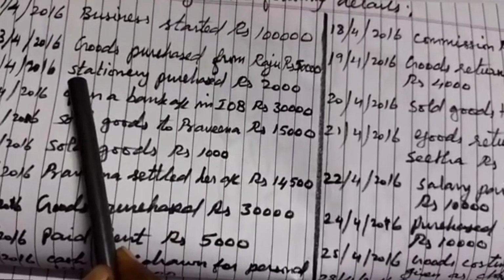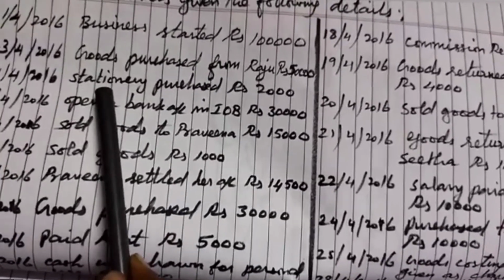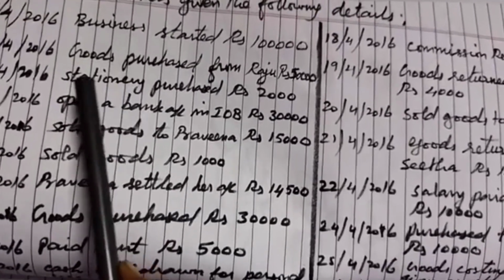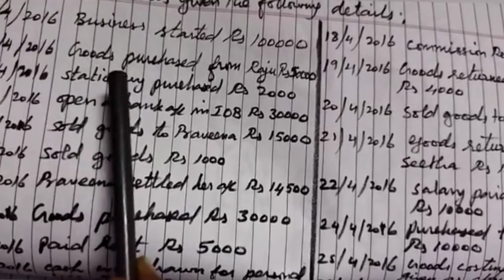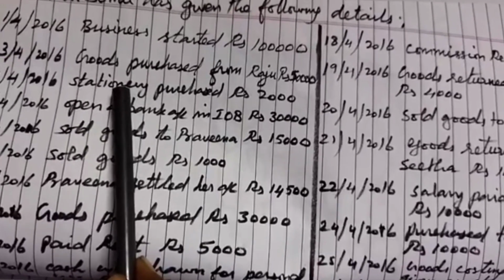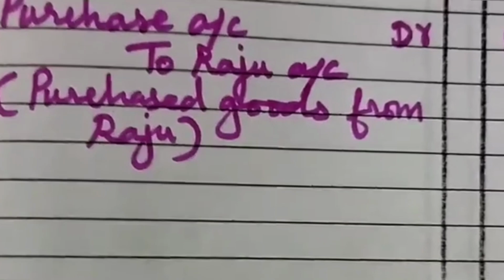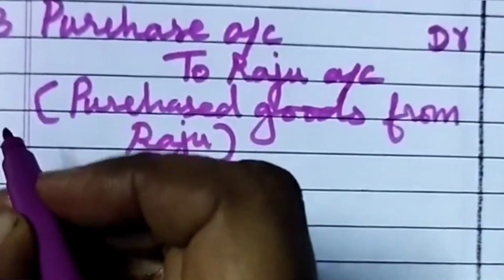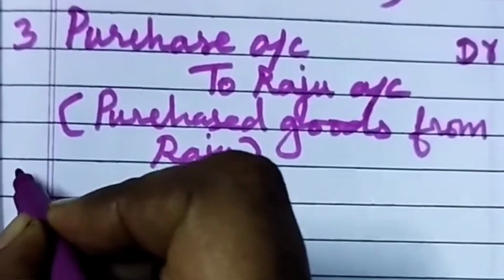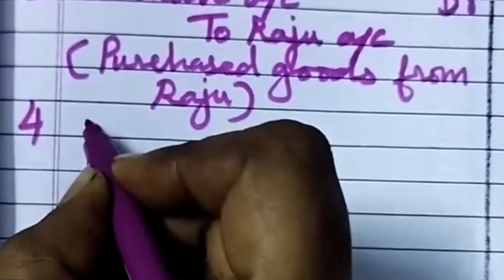As per real account, debit what comes in. Here stationery is coming inside the business. So stationery account should be debited. Now we can write the journal entry. What is the date? 4th April. So now we can write 4. Stationery.